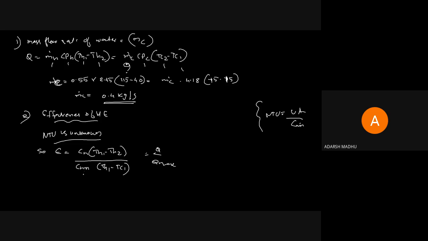So what is the value of C minimum here? For finding the value of C minimum, first you have to find the value of CC or CH. We need to find both CC and CH, and then take the minimum value by comparing them both.